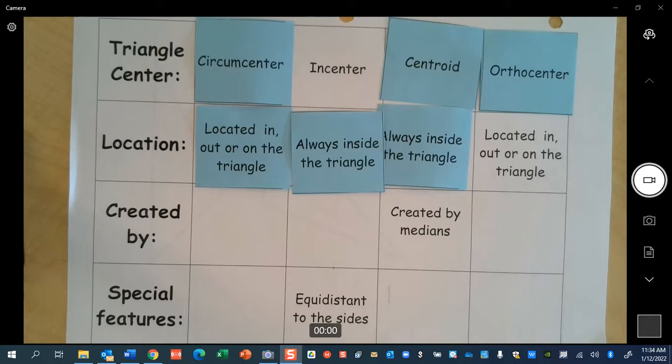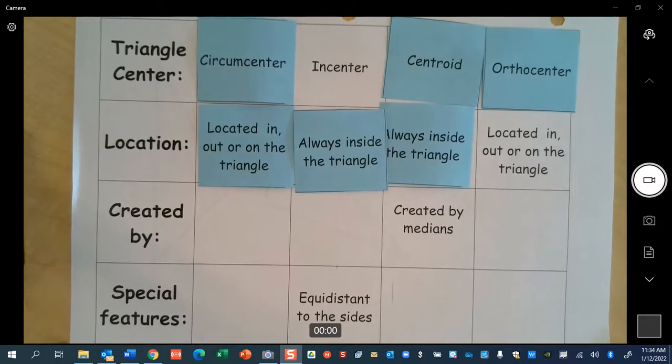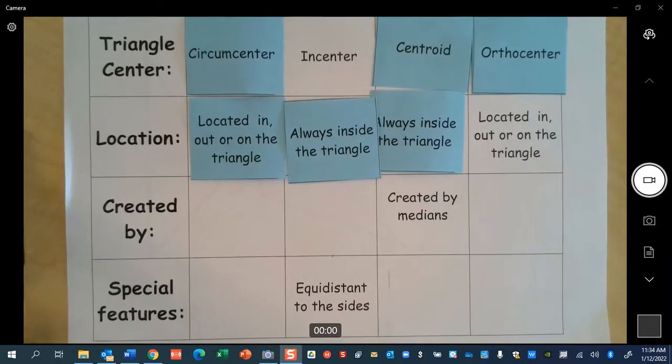Our circumcenter and our orthocenter are the ones that it's kind of dependent, who we're not really sure, depending on what kind of triangle. So it's real important that you think about that right triangle, because our perpendicular bisectors, our circumcenter is on that midpoint of that hypotenuse, and our orthocenter is at that right angle.